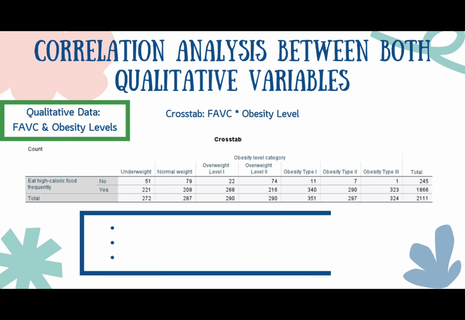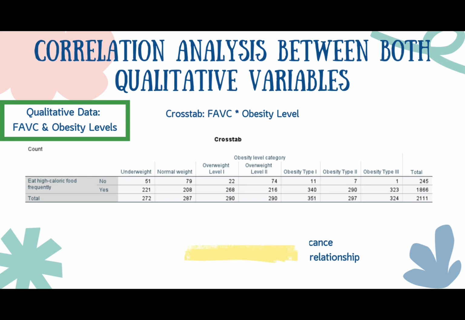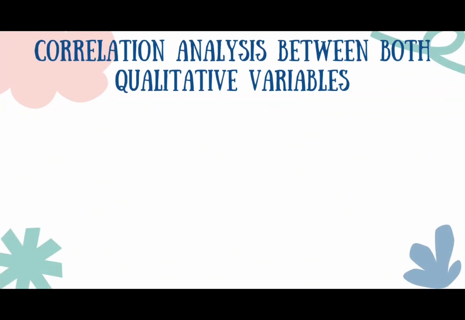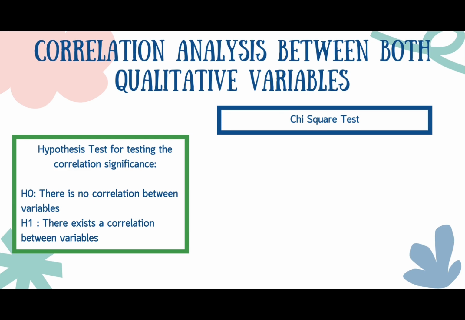From the crosstab figure, the variable for FAVC and obesity levels is more than a 2x2 contingency table. The contingency table for this correlation is 7x2, which means Kramer's V will be used to conduct the correlation analysis between qualitative variables. Next, we need to conduct a chi-square test to confirm significance. Hypothesis test for testing the correlation significance. Null hypothesis is equal to there is no correlation between variables, while for alternative hypothesis is equal to there exists a correlation between variable.